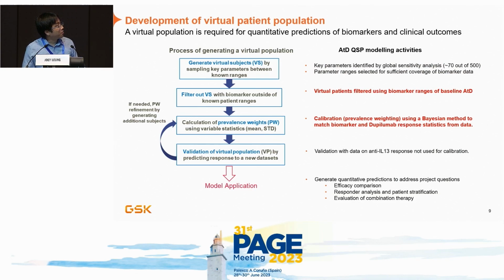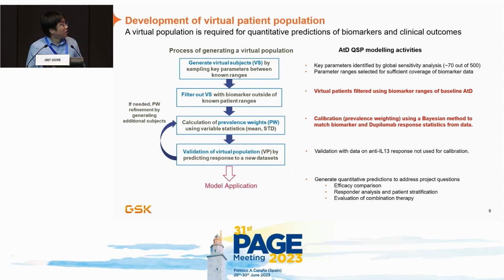And the next step would be to filter out those virtual subjects that do not quite make sense. And we do this by first collecting the ranges of biomarkers in baseline disease. And those virtual subjects that have biomarker levels way outside of those ranges, we filter them out. And then we are left with an initial plausible population of virtual patients. And we still need to calibrate that virtual population.